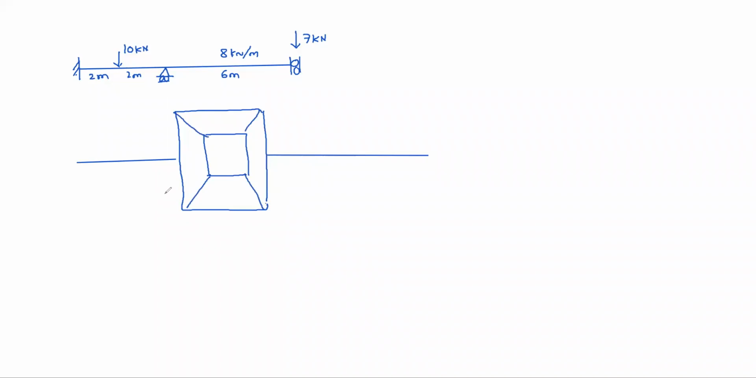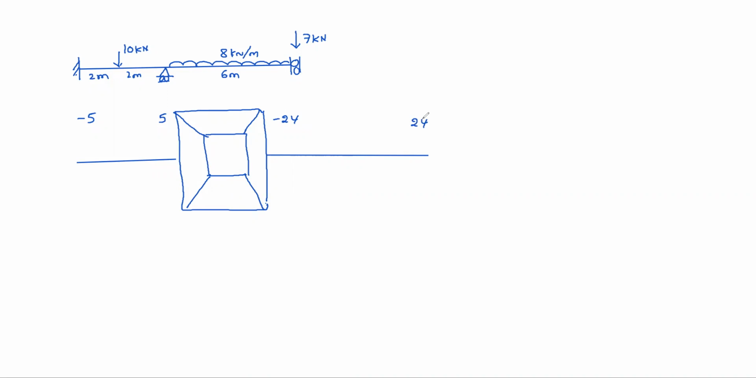Now tell me first, the fixed moments here for this. Minus 5 plus 5. Okay. Then here the fixed moments are 8 into 6 square by 12, that is minus 24 plus 24. Okay. Now how to adjust this one, the guided roller?